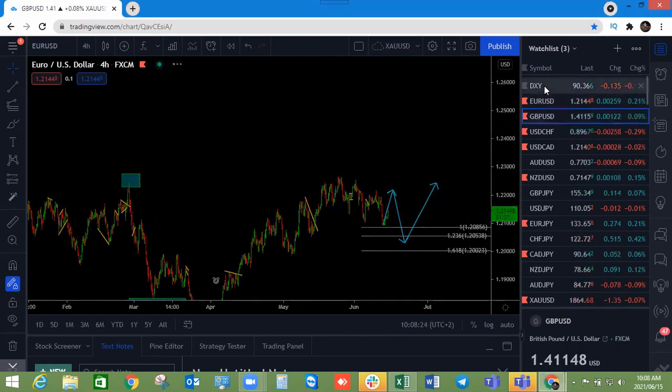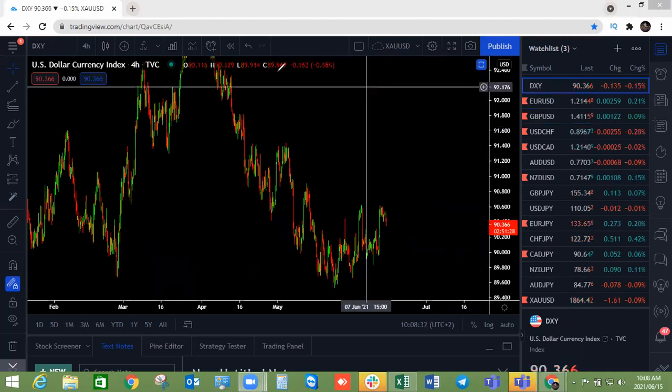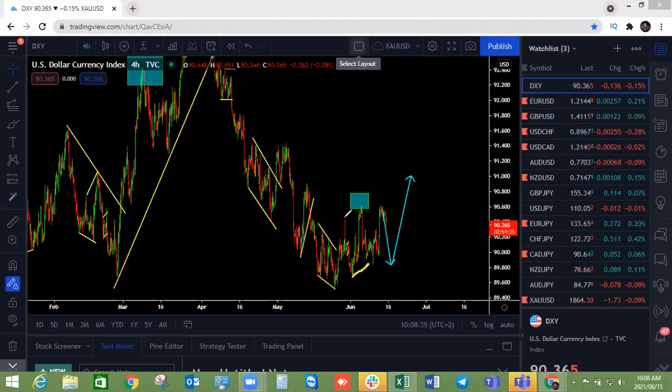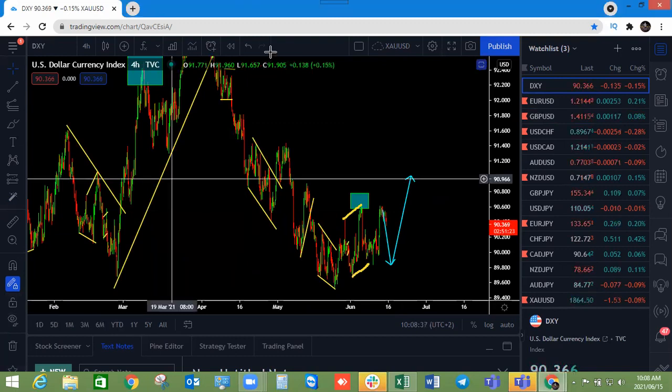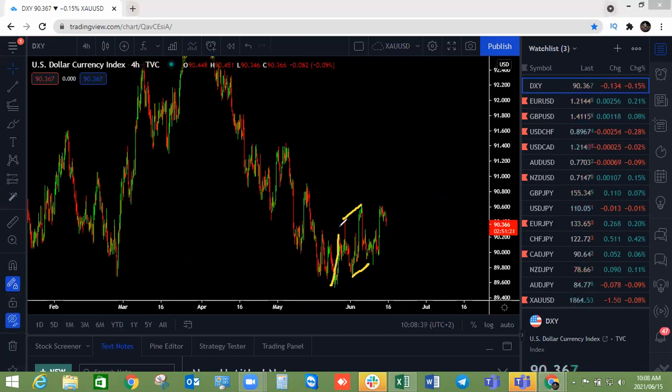Pound US dollar, or rather the DXY. DXY, similar. Inverse, that's the structure. An impulse, a correction, and an impulse. Do we now come down? Let's watch out for that.